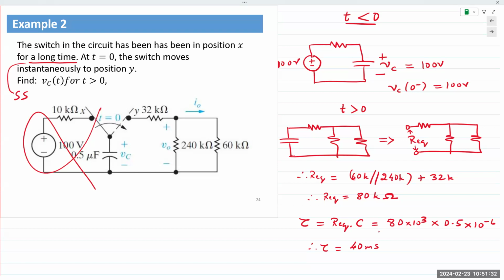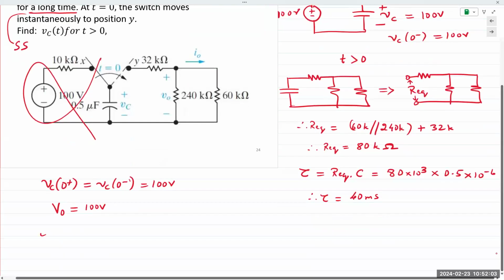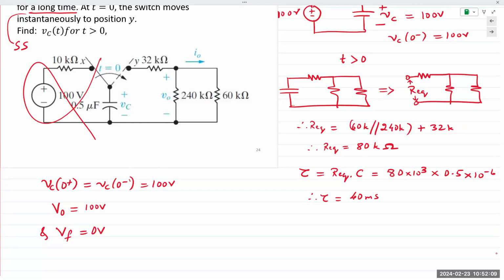For time t greater than 0, VC at 0 plus would be the same as VC at 0 minus, because the voltage across the capacitor cannot change instantaneously. And so I can write VC at 0 plus equals VC at 0 minus equals 100 volts. So the initial value V0 is 100 volts, and the final value VF would be equal to 0 volts.